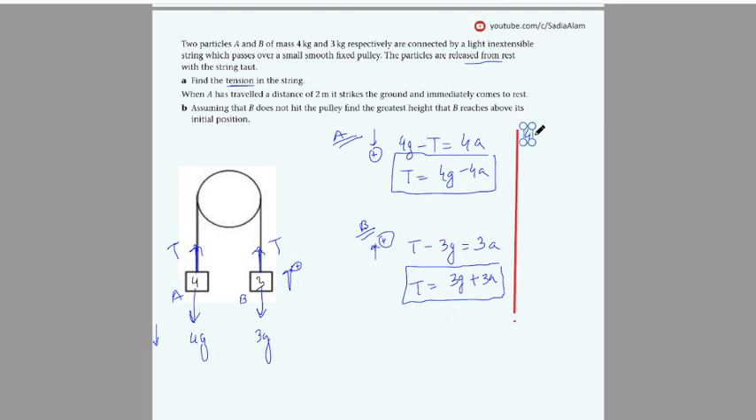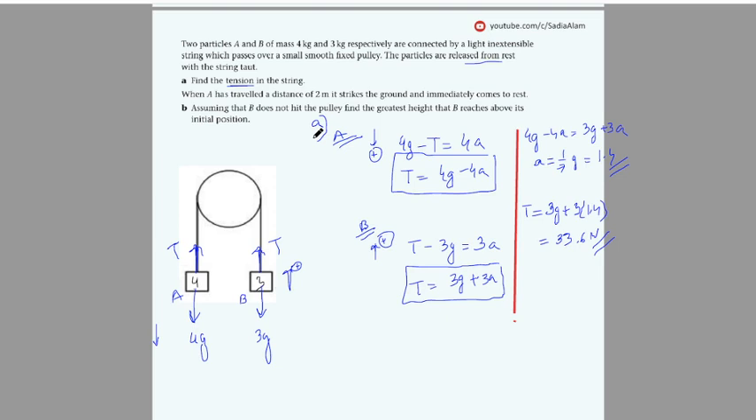So if I equate this, 4g minus 4a equals 3g plus 3a. If you solve this one, you will get a equals 1 by 7 g, which is basically 1.4. Let me check. Yes. When you substitute this in any of the equations, suppose I'm substituting in this one, 3g plus 3a, this will give you the tension, which is 33.6 Newton. So I'm done with the first portion, part A.